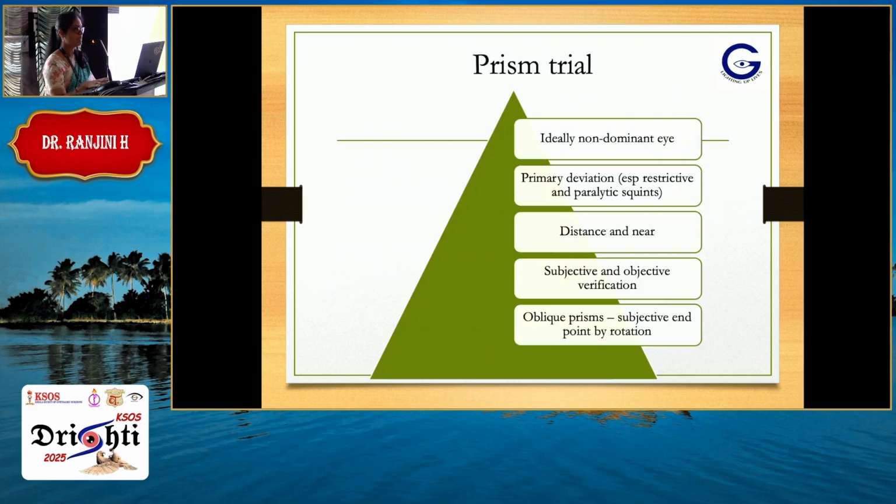So ideally, in a prism trial, it should be done in the non-dominant eye and should be done for the primary deviation. This I am telling about the non-incomitant squints, where we have to give it for the primary deviation, the eye with the deviation, and it should be done both for distance and near, and there should be a subjective and objective verification. And as I told before, for oblique prisms, the subjective endpoint is by rotation of the prism.